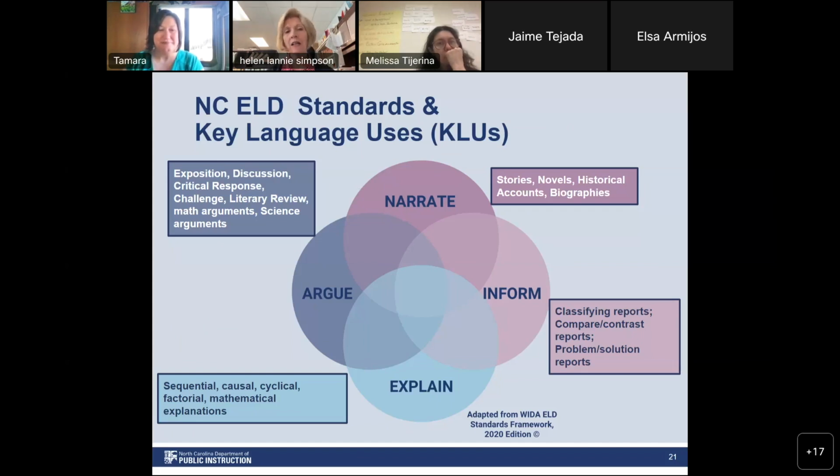I think this is a very intuitive key language use. You're going to find narrate in stories, novels, historical accounts, and biographies, which is the social studies end of things you might not have thought about with narrate, because we certainly know that it lines up beautifully with reading literature as far as English language arts goes, but it also applies to the content area of social studies.